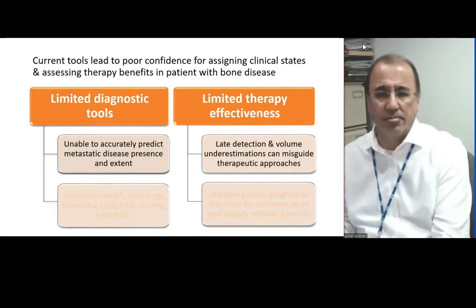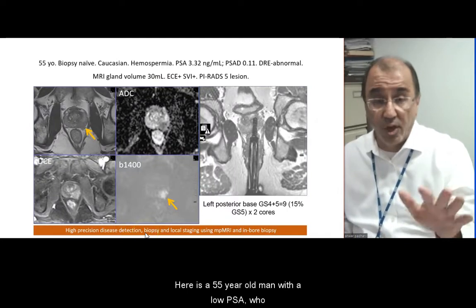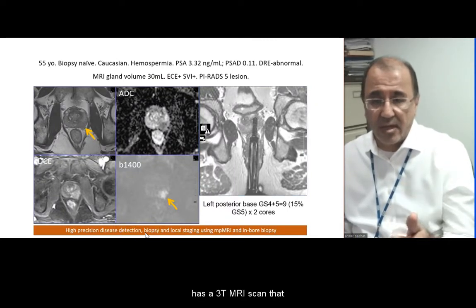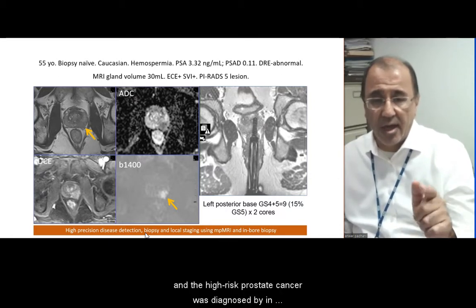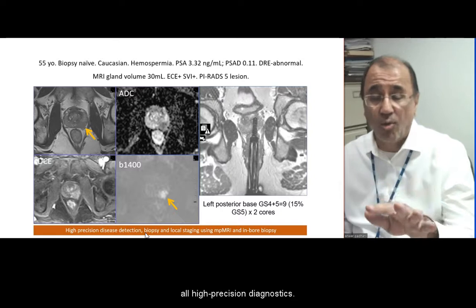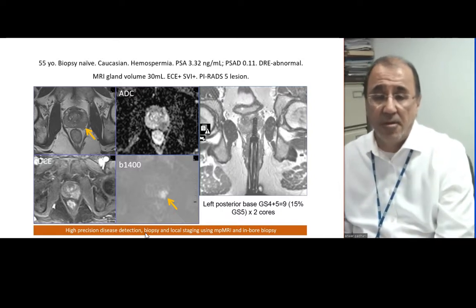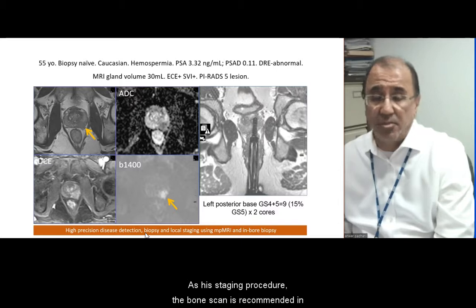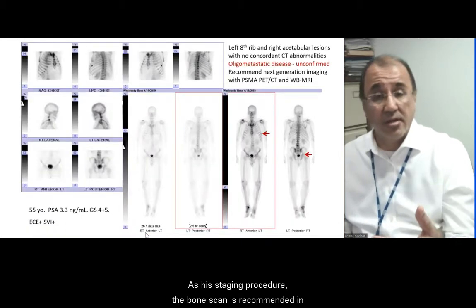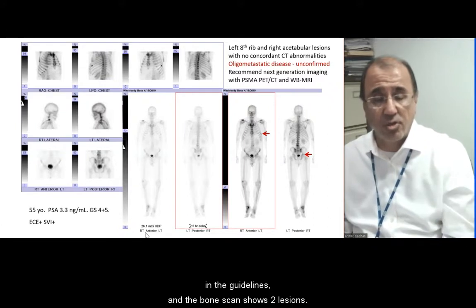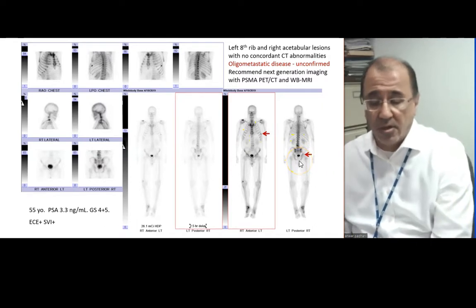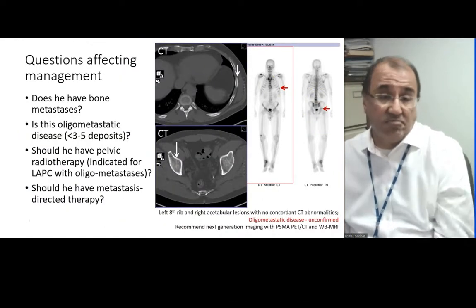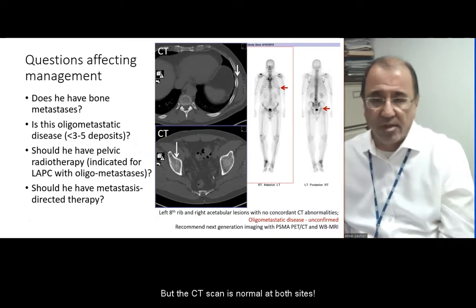Let me show you an example. Here's a 55-year-old man with a low PSA, has a 3 Tesla MRI scan, shows locally advanced prostate cancer, and high-risk prostate cancer was diagnosed by an in-bore biopsy, so all high-precision diagnosis. As a staging procedure, the bone scan is recommended in the guidelines, and the bone scan shows 2 lesions, shown here in the red arrows. These were evaluated by a CT scan. The CT scan is normal at both sites.